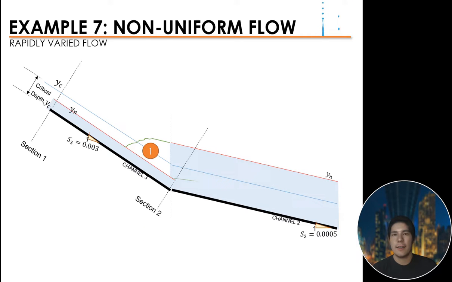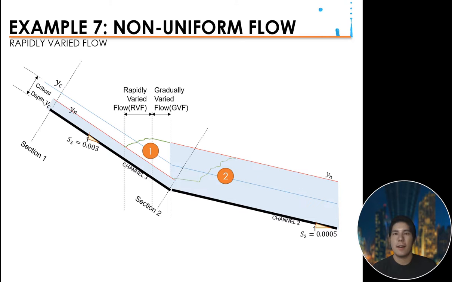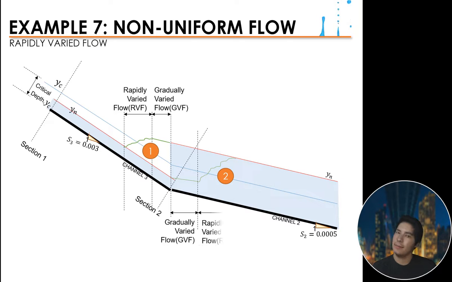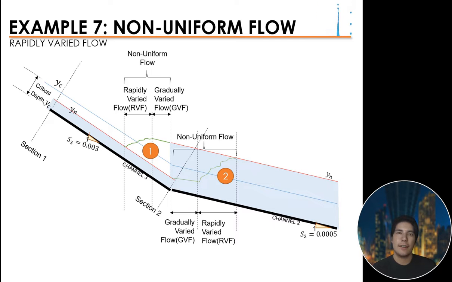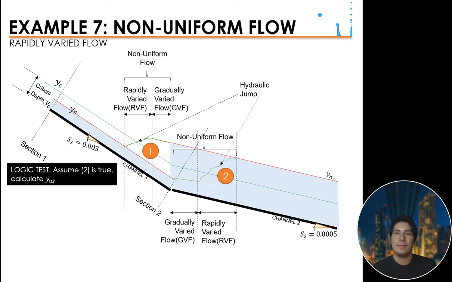So we have two possible scenarios for the hydraulic jump. It could be 1 and 2. We have this rapidly varied flow RVF followed by GVF, or we can have the GVF followed by RVF for the non-uniform flow. Okay, so we perform the logic test. We just assume that this scenario 2 is true, and then we calculate the sequent depth in the upstream.